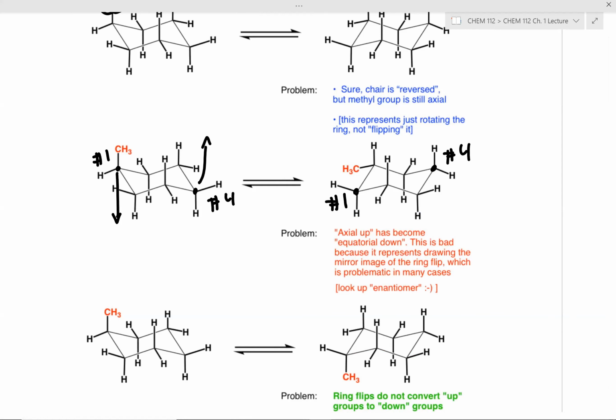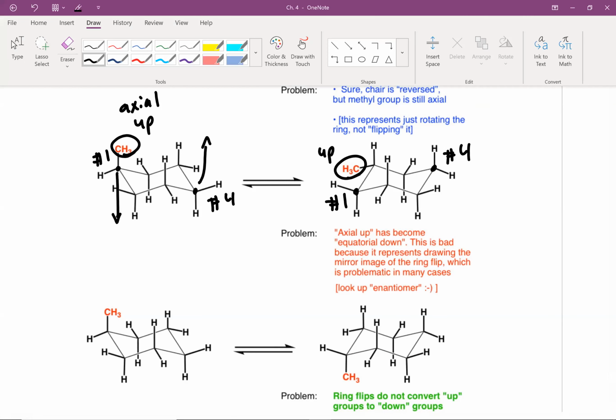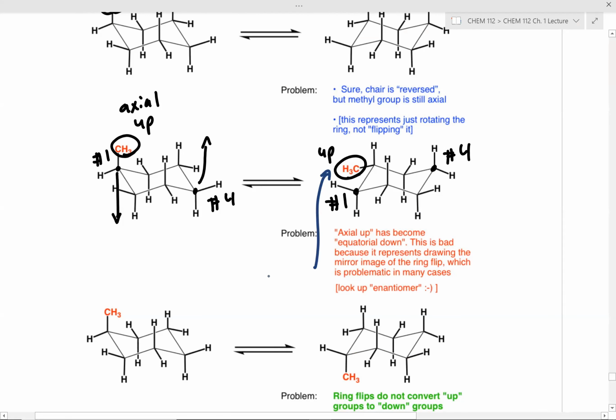Now, the issue with this structure drawn is that if we look at this methyl substituent, it is up. It's in the up position, right? So it's axial up. After a ring flip, the methyl substituent should still be in the up position. Now, if we notice in the current drawing, it is equatorial, but it is not up, it is down.